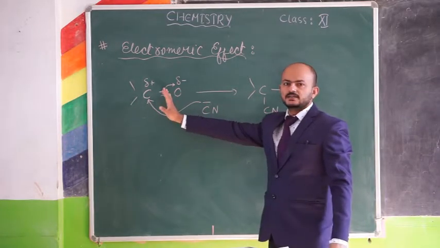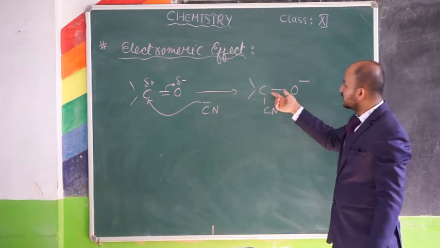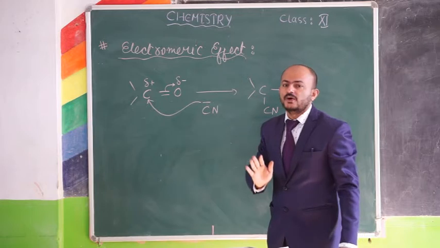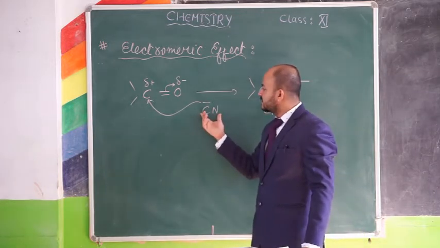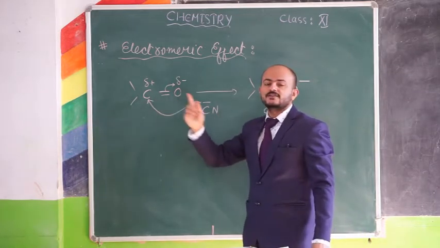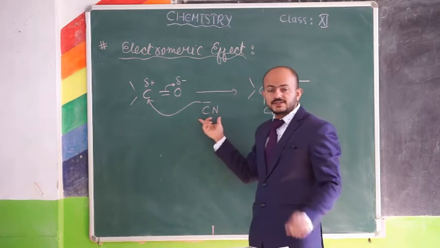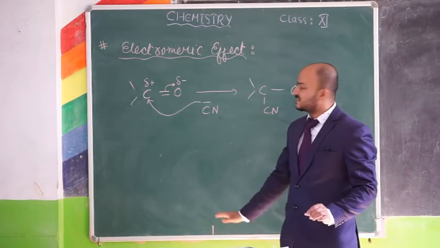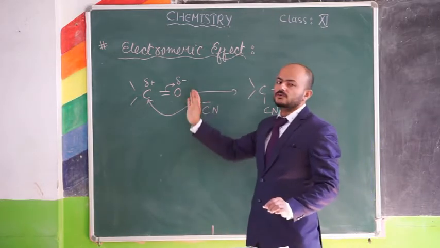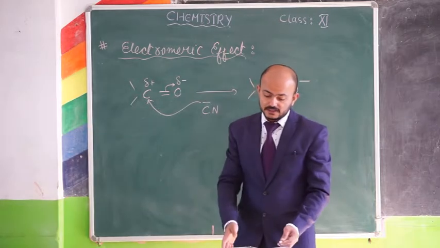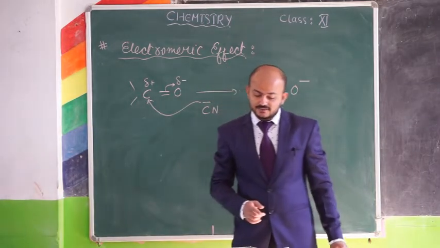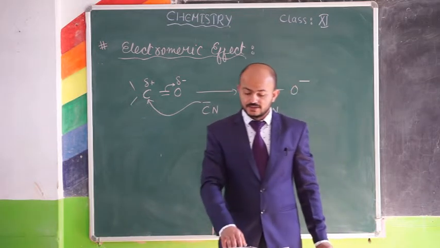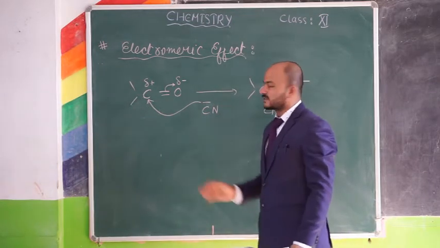This double bond has broken, and there is a permanent... no, it's not permanent, it's a temporary shift. Why temporary shift? Because this shift takes place in presence of this attacking reagent only. Okay, please remember it's a temporary shift. Now, as soon as you remove this attacking reagent, what will happen? This shift will not take place. So you have to remember what? There is complete transfer of a shared pair of electrons of a multiple bond to one of the bonded atoms under the influence of an attacking reagent. So this effect is known as what?